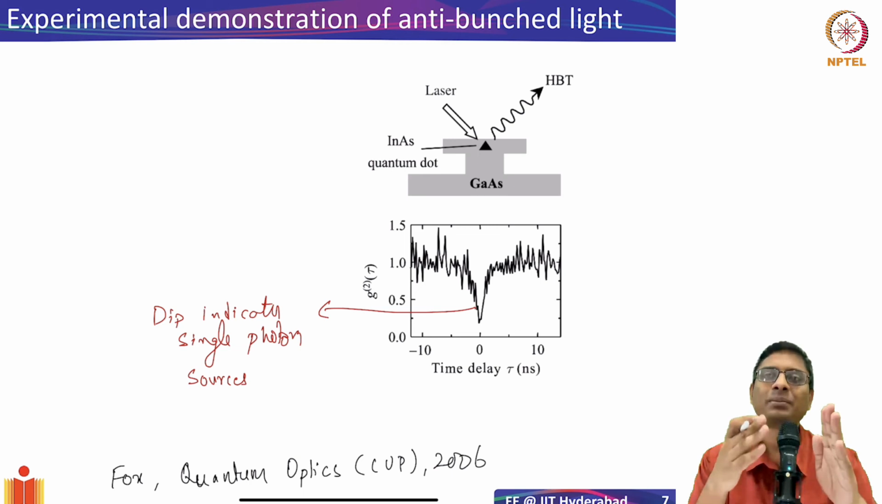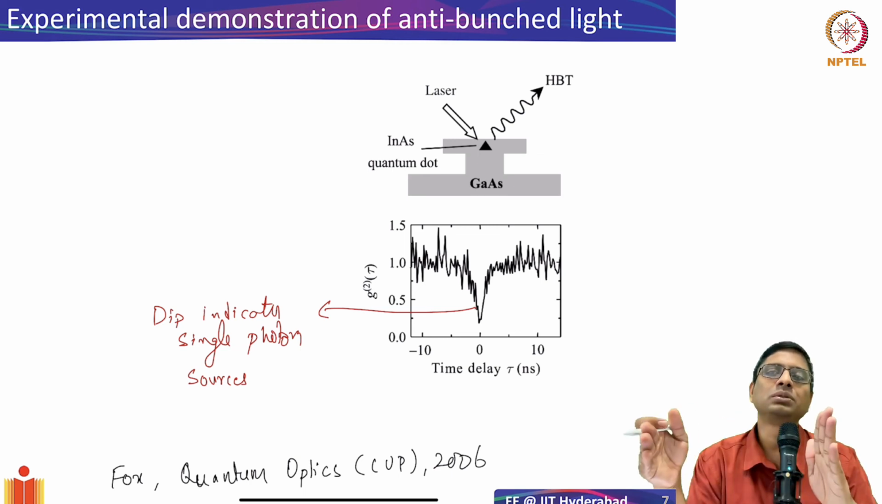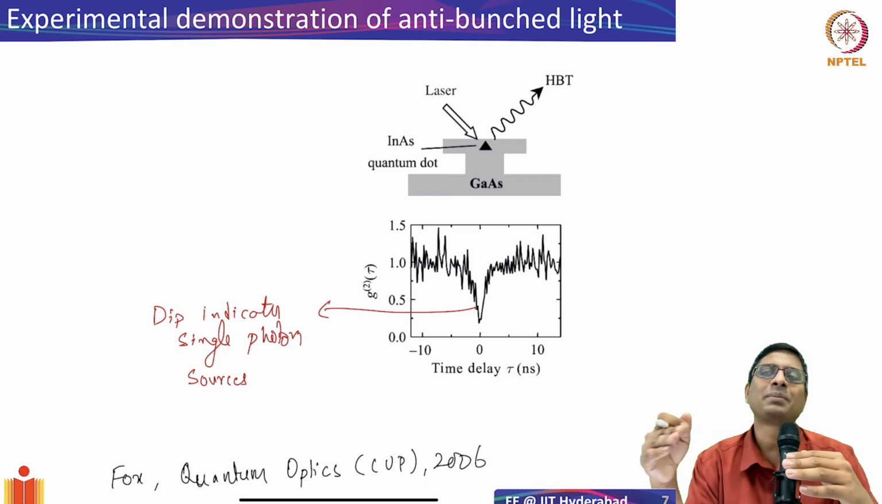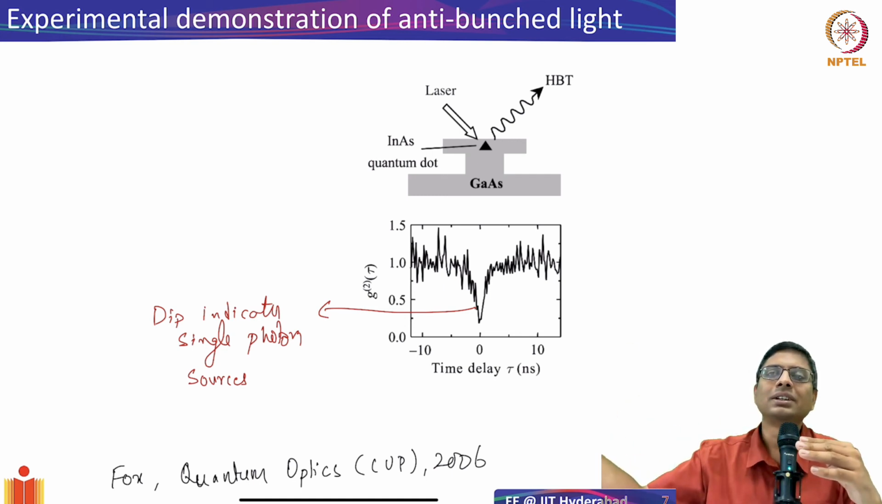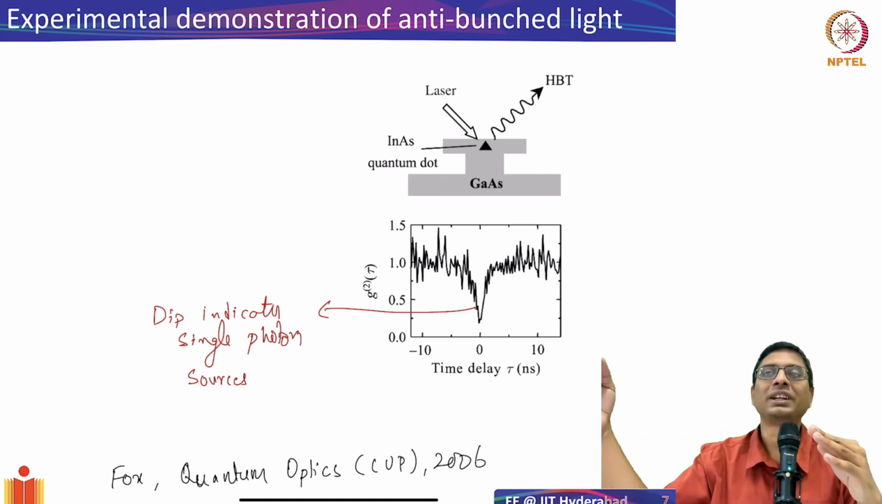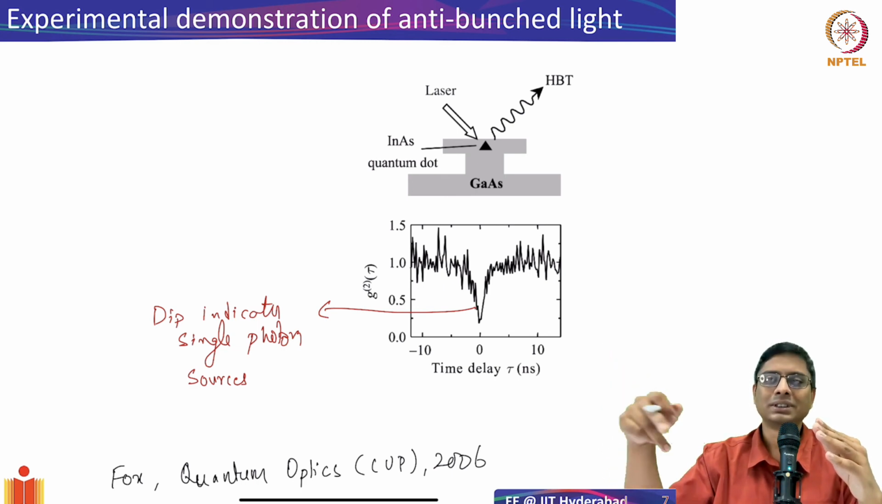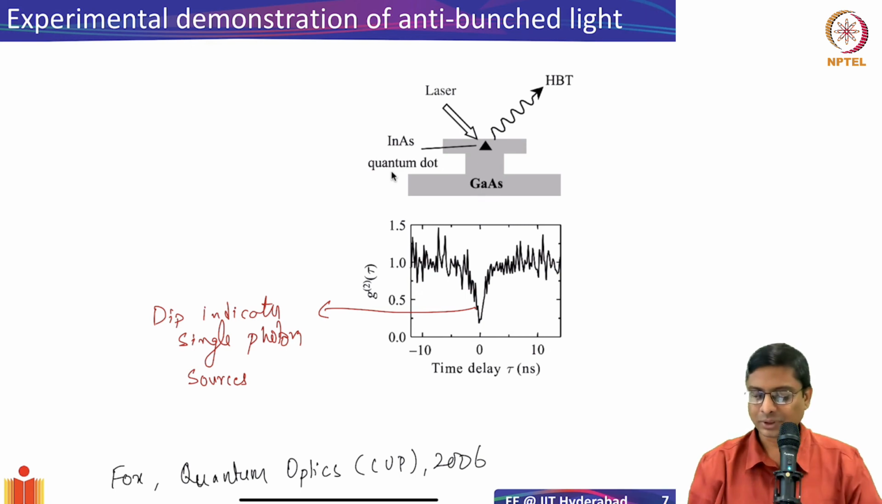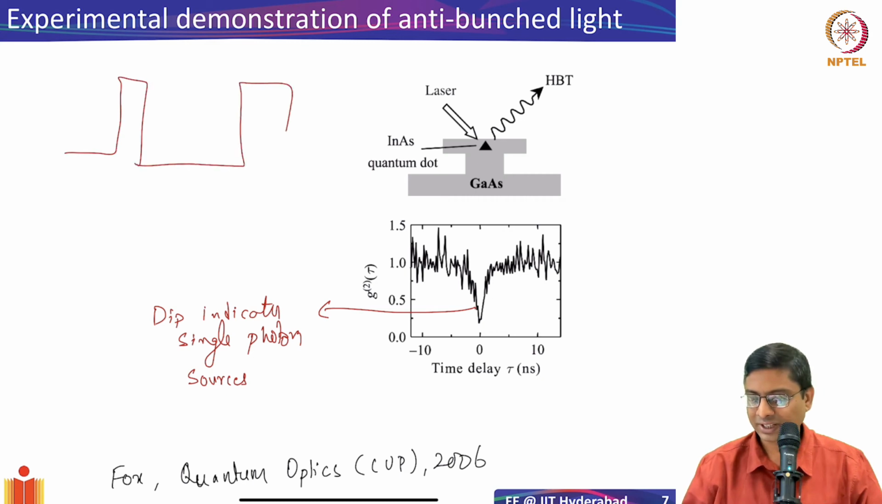Then we keep delaying it in steps of 10 picoseconds. What happens if you delay by a certain amount, 20 nanoseconds, 15 nanoseconds and so on? It can be counted as a negative delay in the next pulse cycle. So you are thinking of a pulse like this, another pulse like this.